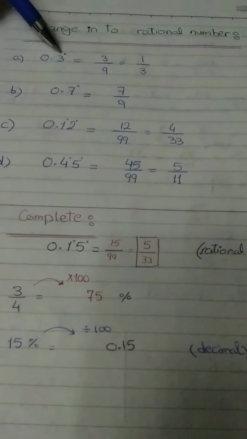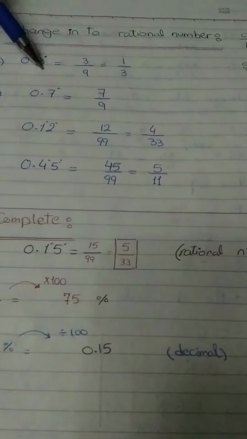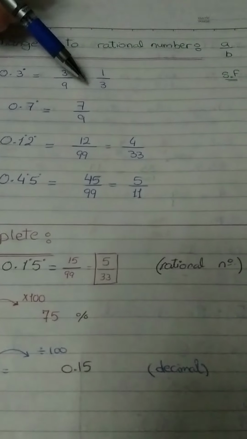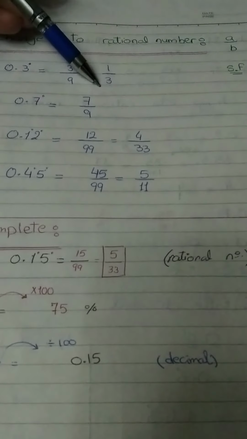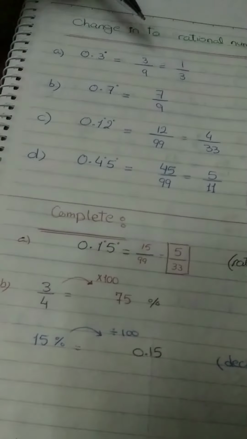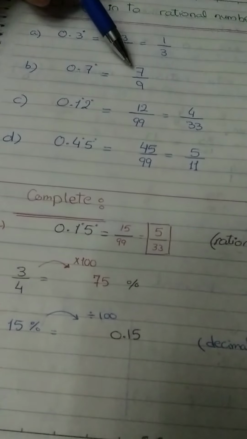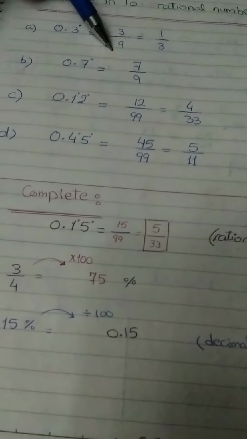Any infinite decimal, I can write as the same number over 9. So this is 3 over 9, and in its simplest form 1 over 3. The same here: 0.7 with a dot will be 7 over 9, and this is the simplest form.